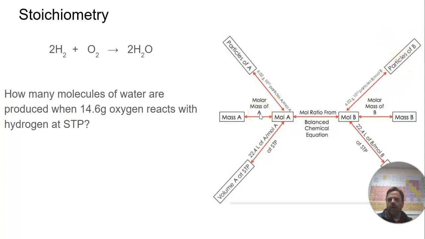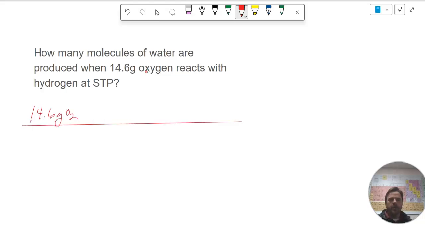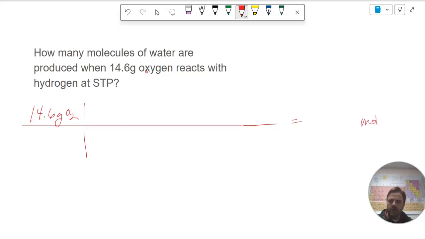Again, it's really a 3-step problem here, and we're going to work through it on our notebook. All right, let's just write this out. We've got 14.6 grams of O2, and we need to figure out how many molecules of H2O. How many molecules is our goal? Okay, so not too bad here.